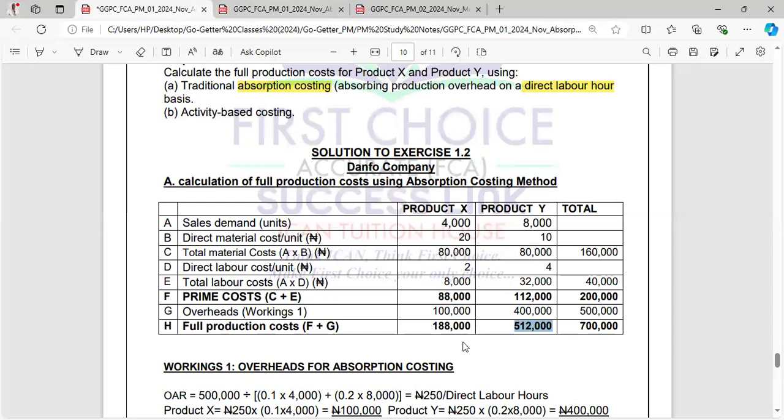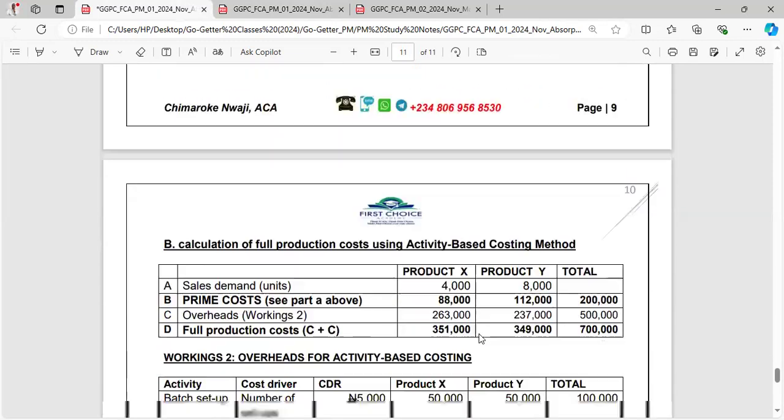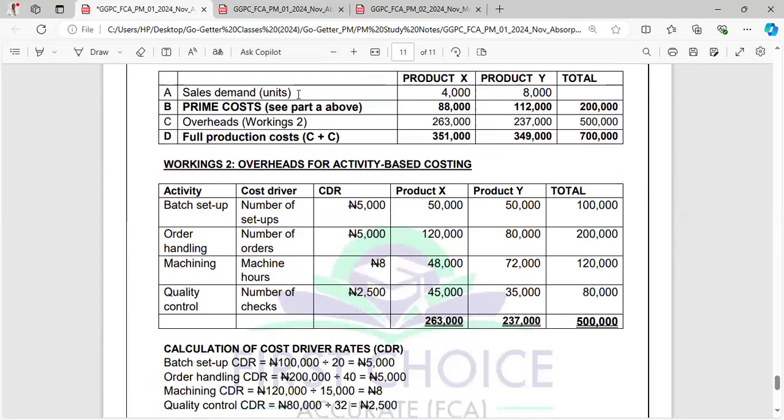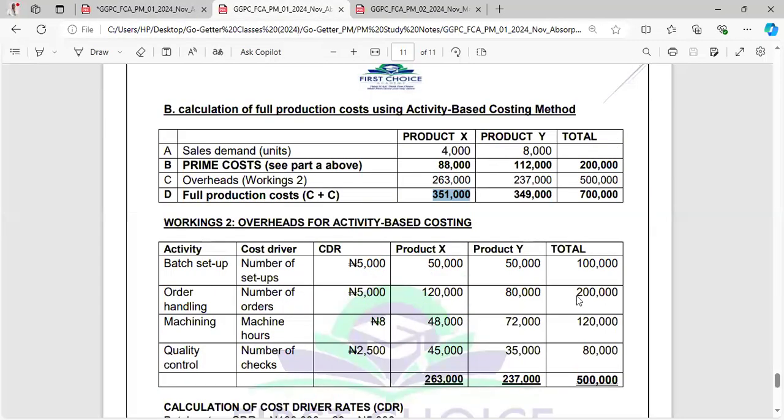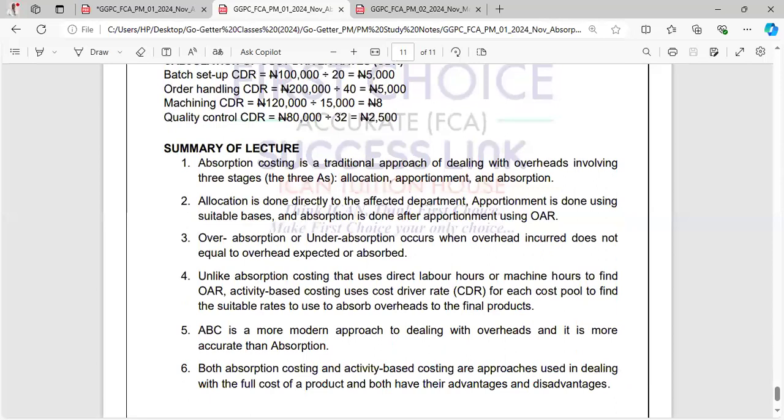Both of them, as long as it gives you 700, the company is spending a total of 700, but it's now left on how each of the products is absorbing it. So it means that one product may be costlier than the other using any of the methods. So that's it for the two methods.